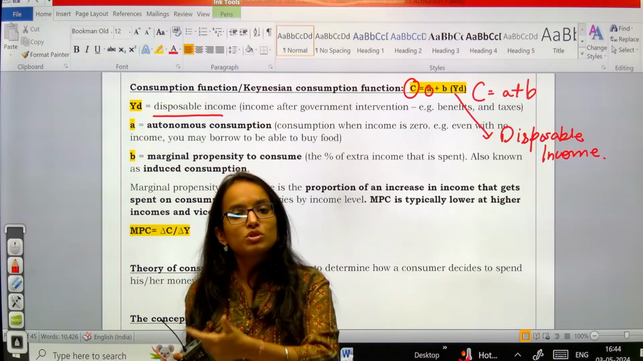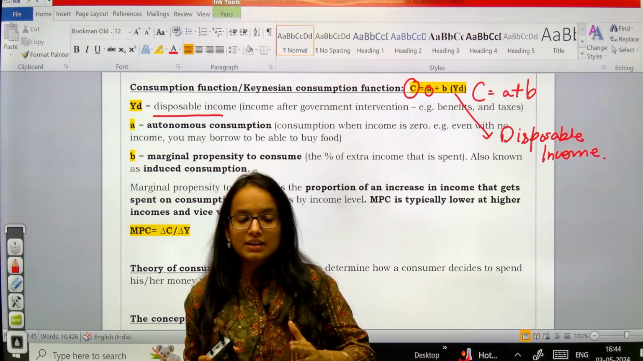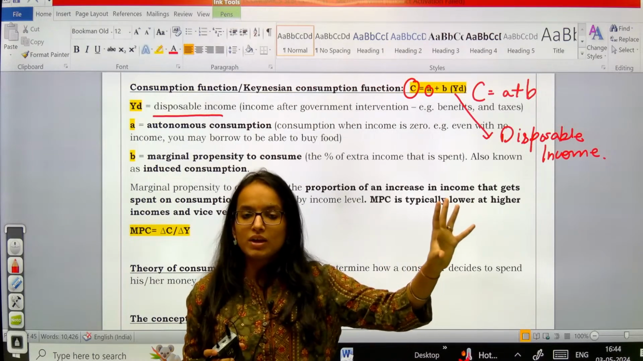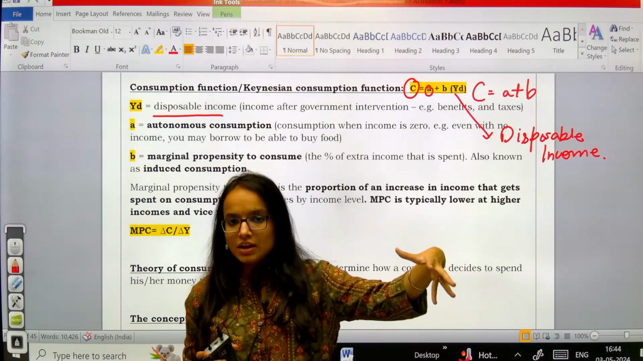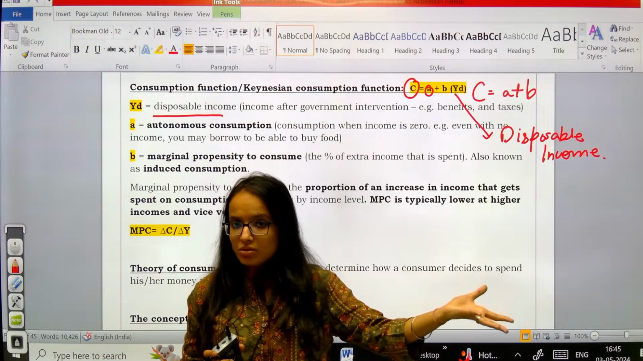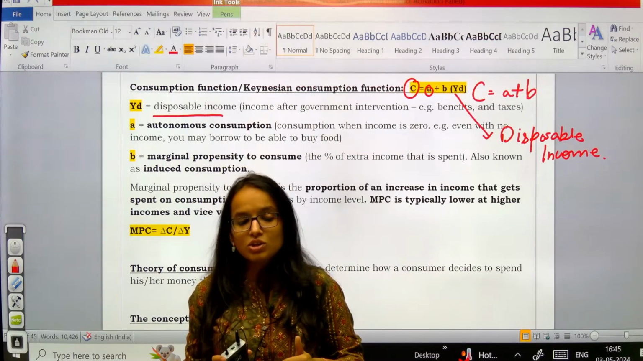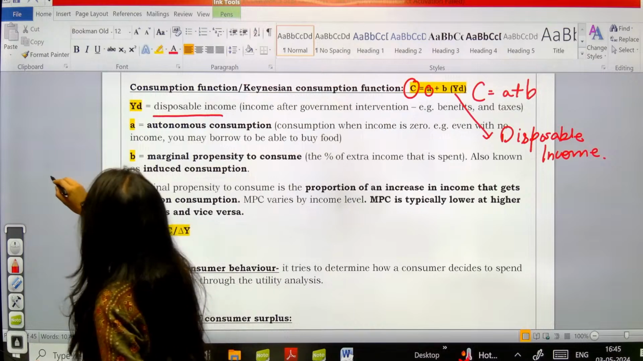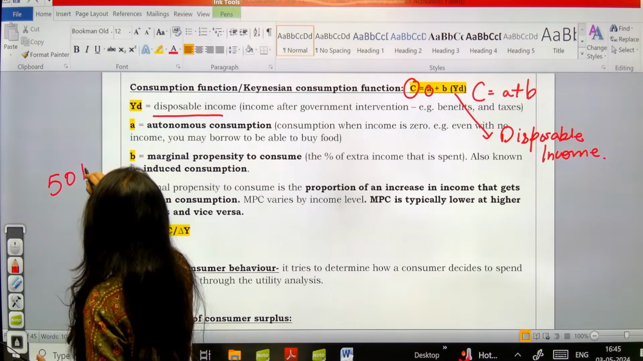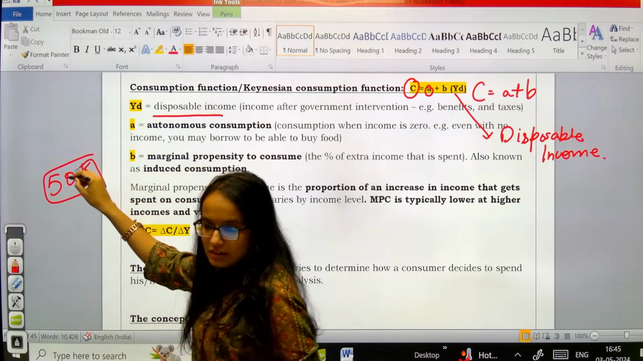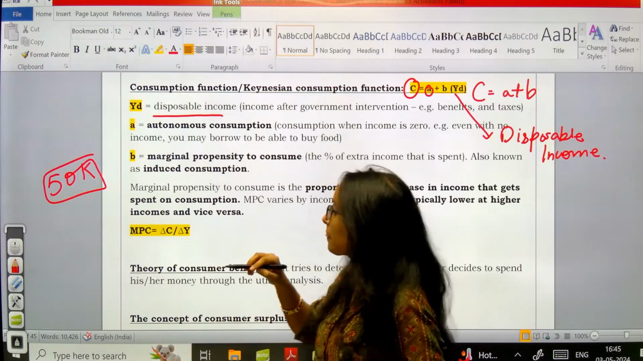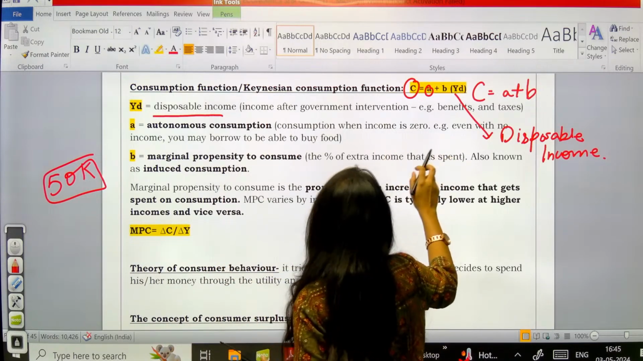60,000 is not your disposable income. After deducting the liability or your duty which you have to incur out of that income, for example in this case 10,000, after deducting the 10,000 out of the 60,000, you are left with 50,000. So your disposable income is 50,000. Is that clear to everyone? Yes or no? This is disposable income.